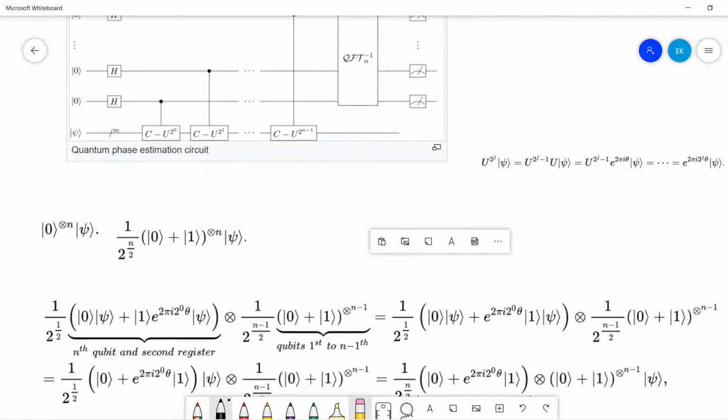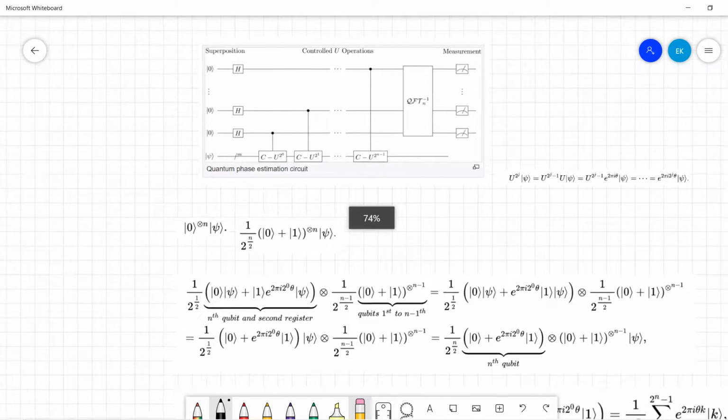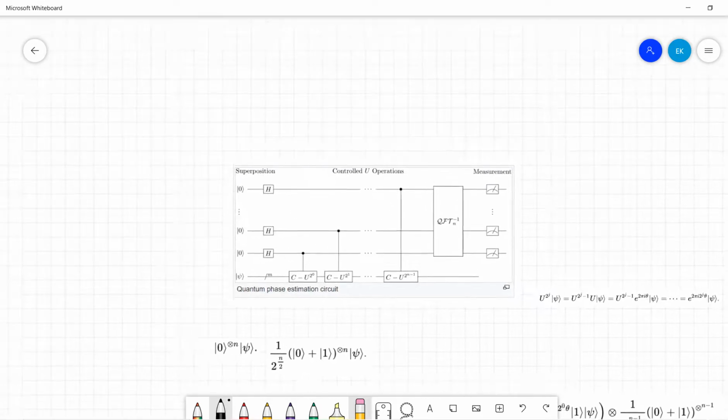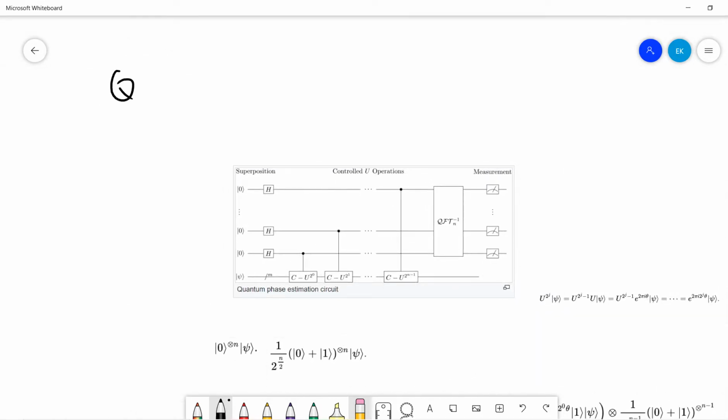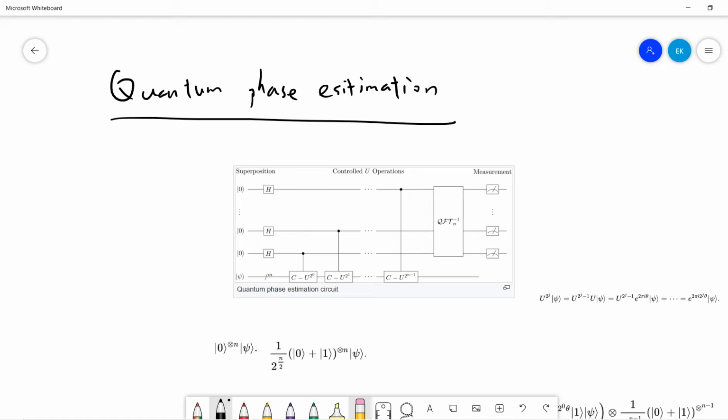Welcome, guys. In this short video, I want to introduce quantum phase estimation. This problem is already demonstrated clearly and easily on Wikipedia, but I just want to make each step more clear and describe it step by step.